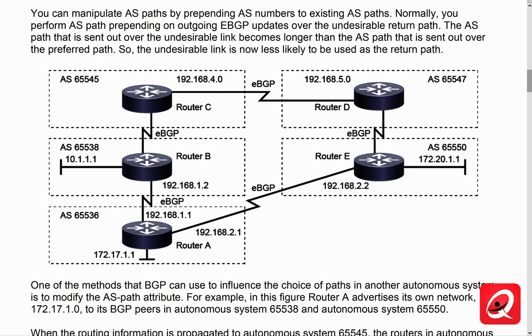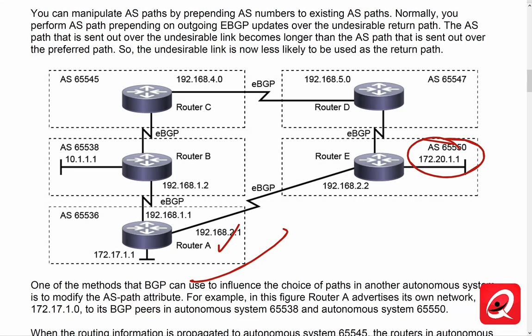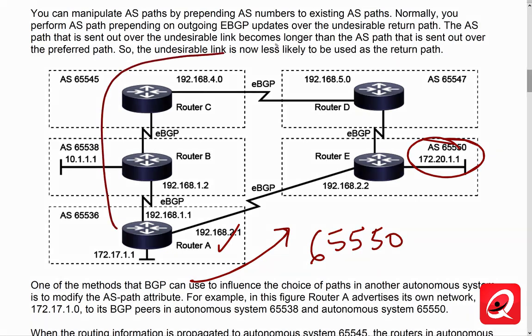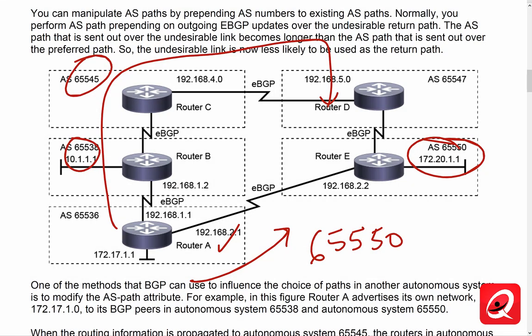So essentially, let's say, as an example in this topology, we're trying to reach the 172.20.1.1 network from router A. If I was to go this way, the AS path would have a single number, AS 65550. But if I were to go this way, it would have 65538, 65545, 65547, and then finally 65550. But what I can do is AS path prepending.